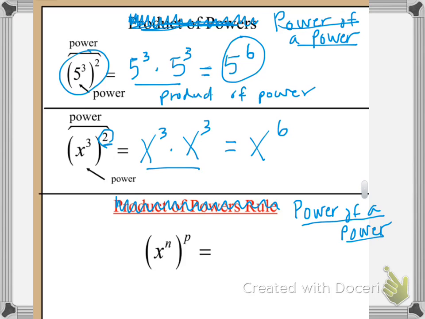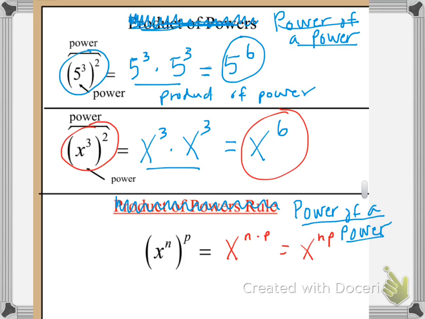Okay, so the power of a power rule, you can see if you look at where we began and where we ended here. So x to the third all raised to the second power gets you x to the sixth power. So you can see this rule is x to the n raised to the p power is x to the n times p. Or you can write that without the multiplication symbol in between. All right, so make sure you have this in your notes.